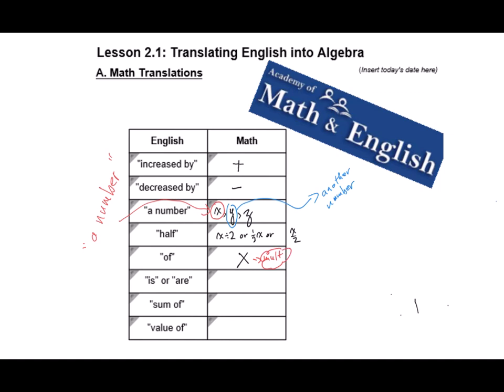When we say the word is or are in an expression, we're referring to equality. So something equals something else. When we say the sum of, we understand that means we're adding different things. When we talk about the value of, we're usually talking about addition. For example, I could say the value of a number and another number is equal to 1. Your first number is x, your second number is y. The operation is x plus y equals whatever the final number was. Now just take a moment and make sure you take all that down, and please enter today's date at the top of your sheet.